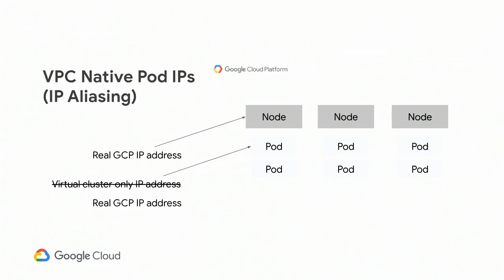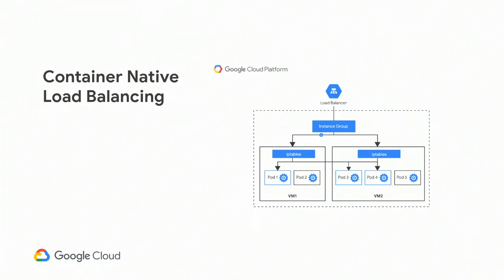But with IP aliasing or VPC Native Pod IPs, those pods actually get real GCP IP addresses that are natively routable on the VPC. So what does this let you do? It lets you do really cool things like container native load balancing. So in the old world, you spin up a load balancer. That load balancer has no idea what's running inside of those VMs, right? It just knows to send traffic to that VM on this port, and then iptables inside of that node has to do another routing to the actual pod, right? And that pod might not even be running on the same VM.